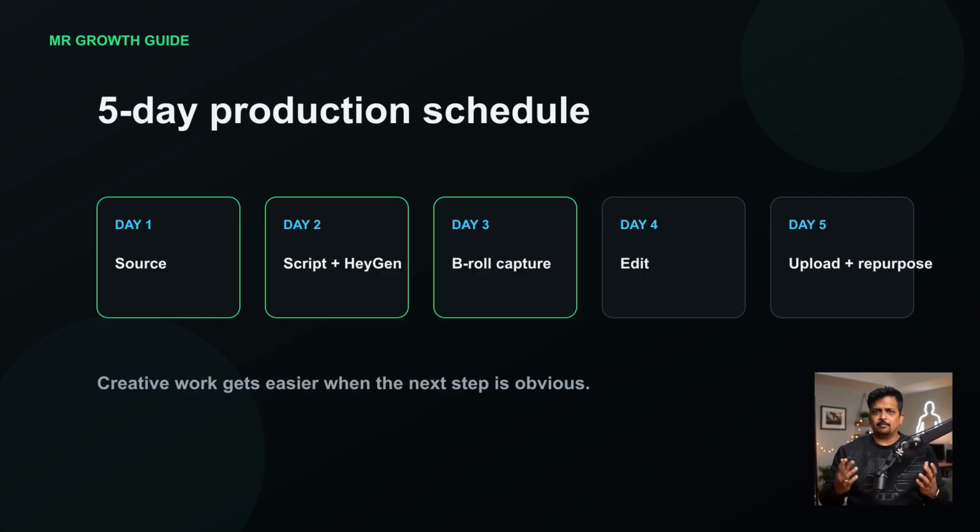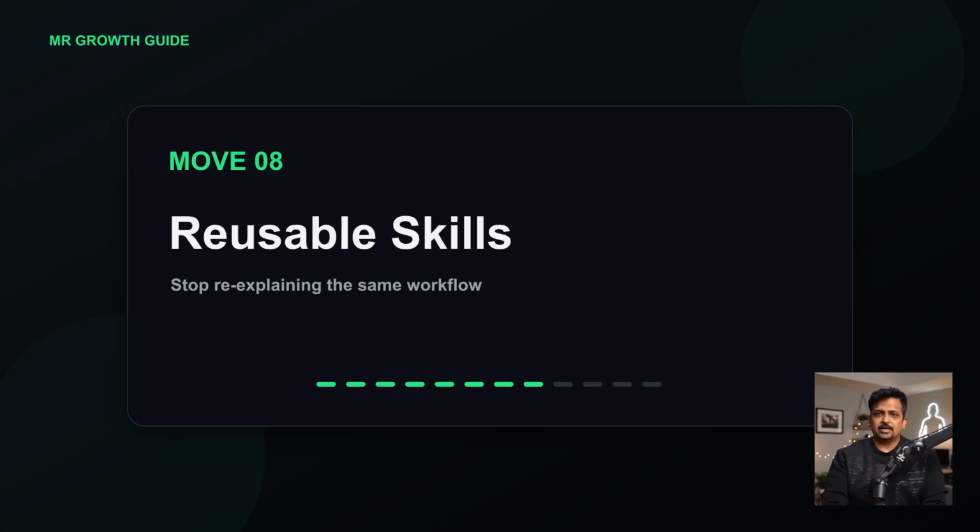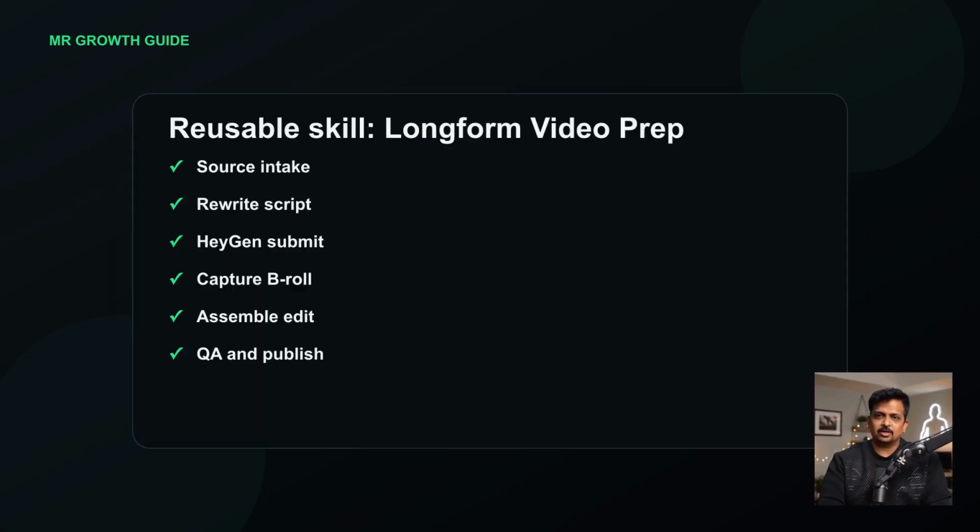Move 8. Build reusable skills. If you do the same thing more than twice, turn it into a reusable Claude skill or checklist. For example, long form video prep, shorts repurposing, newsletter rewrite, offer page audit, thumbnail critique. The point is simple. Do not keep explaining your workflow to Claude every week. Write the workflow once, reuse it.